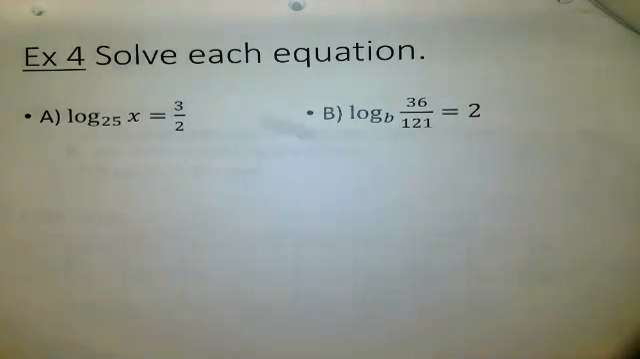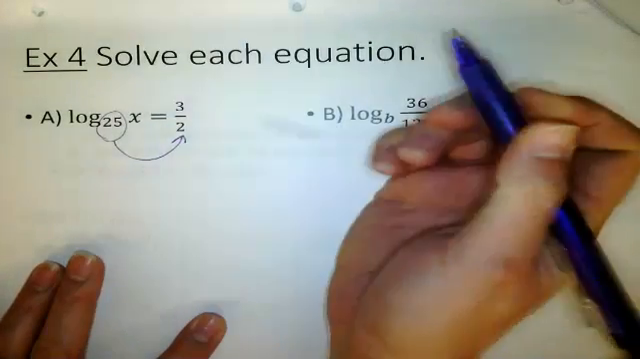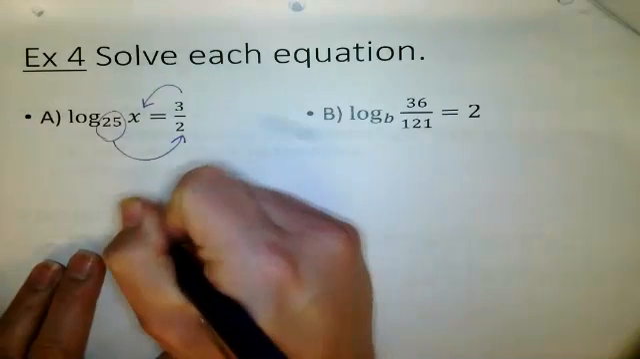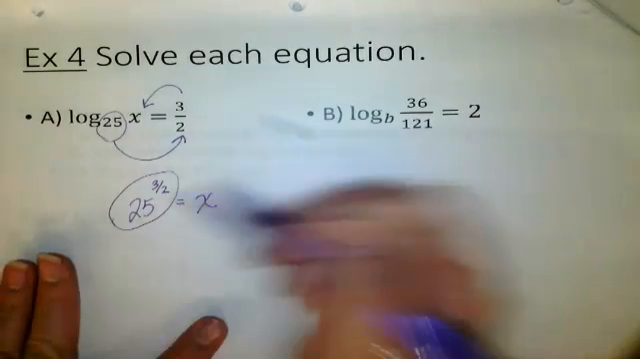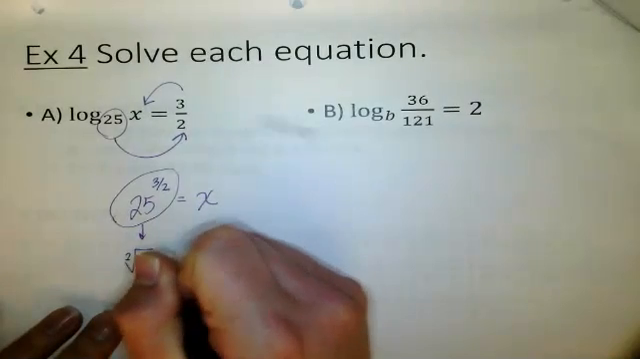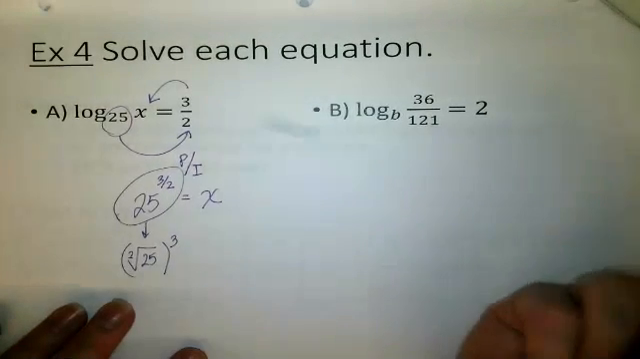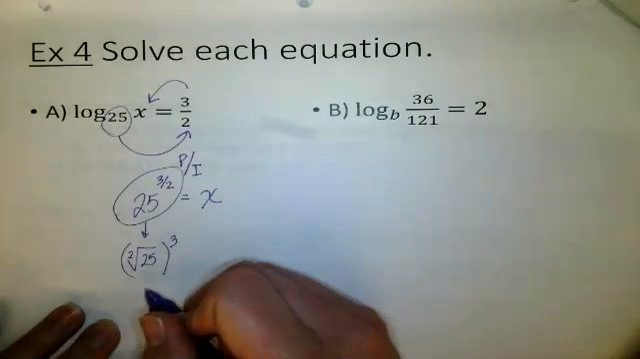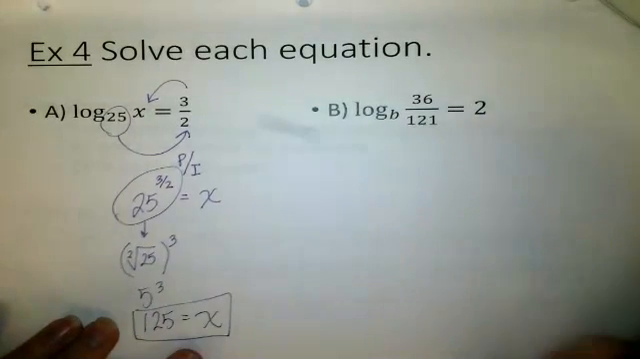We need to figure out what x is. How are you going to figure out what x is? How do you drop a log? Give it a swirly. 25 to some power equals x. 25 to the 3/2 power is x. Well, now we just have to figure out what that means. What does 25 to the 3/2 mean? 2 in the index, and the 3 is the power. Power over index. Which means, what's the square root of 25? 5 cubed is 125. All right, was that easy or hard?